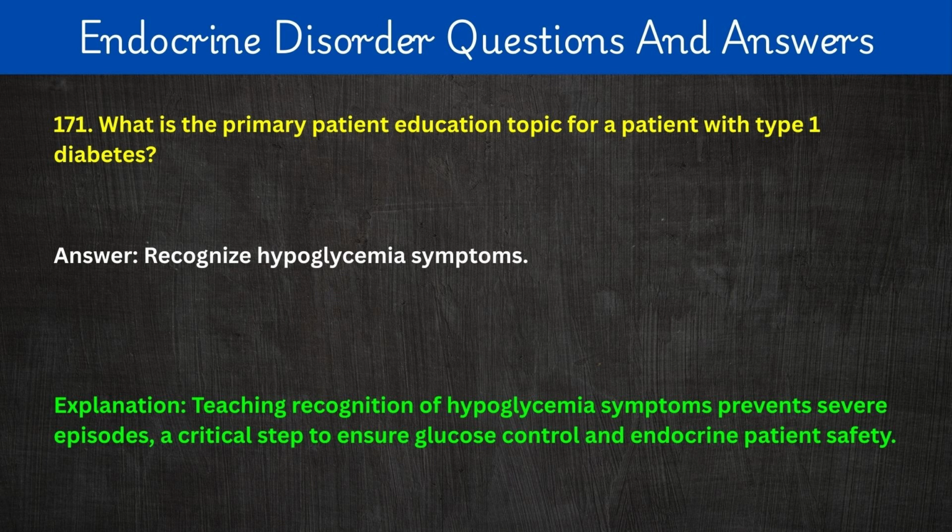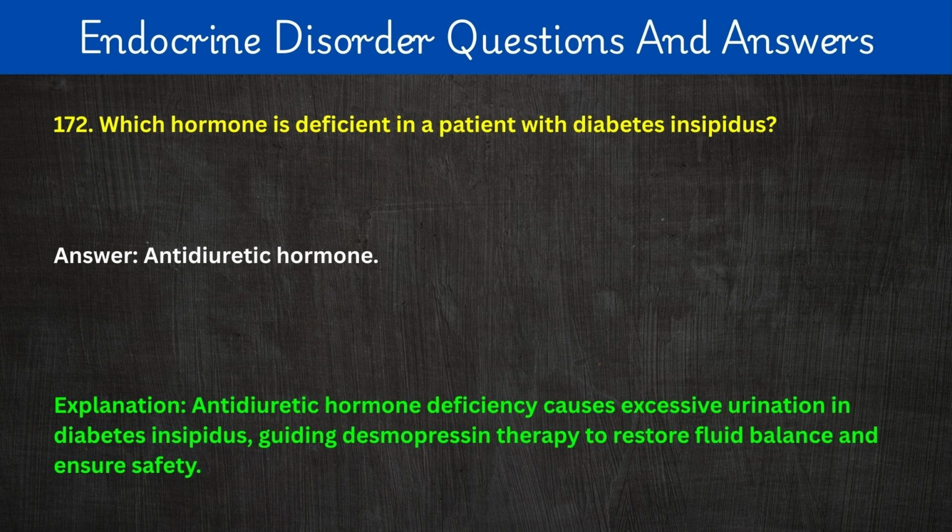171. What is the primary patient education topic for a patient with type 1 diabetes? Answer: recognize hypoglycemia symptoms. Explanation: teaching recognition of hypoglycemia symptoms prevents severe episodes, a critical step to ensure glucose control and endocrine patient safety.